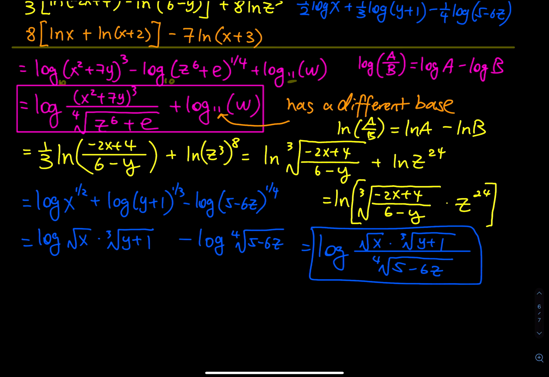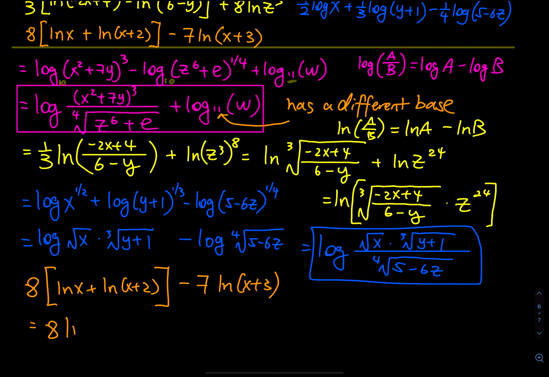Okay, the last one, I believe it is good to copy the problem down first. So we have 8 times the square bracket ln x plus ln x plus 2, and then we close the square bracket, minus 7 times ln x plus 3. All right, so inside the square bracket we have ln multiply, right? So that will be x times x plus 2, and then this one we can put the 7 up, x plus 3, we put the 7 up here, and then you bring the 8 up and then a minus, you divide them, right? So you bring the 8 up.